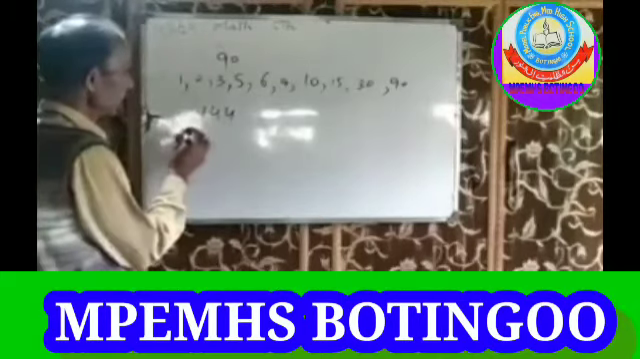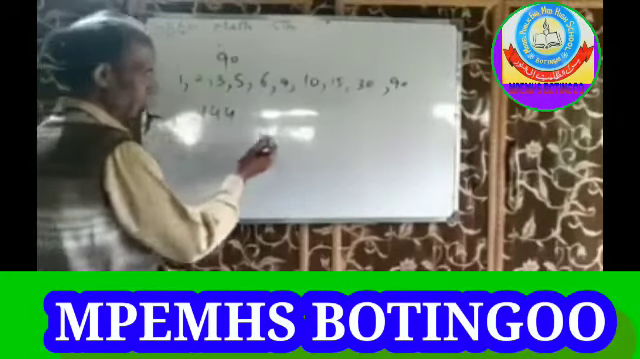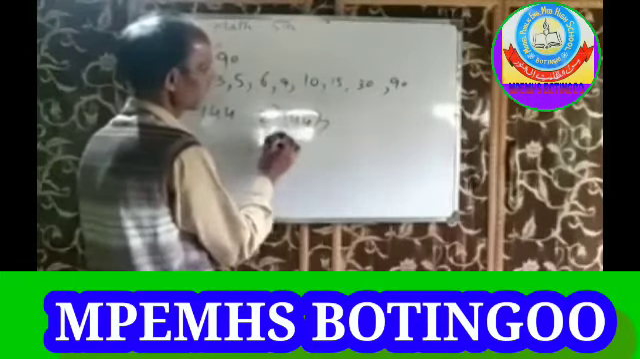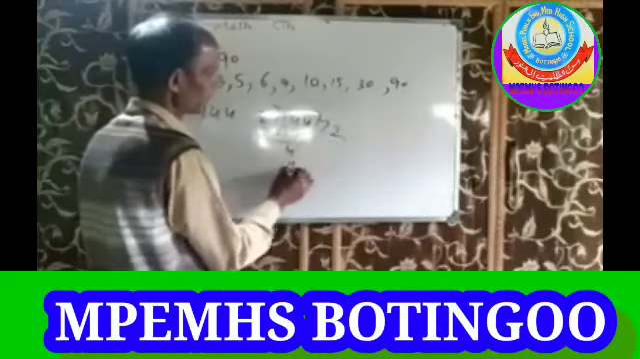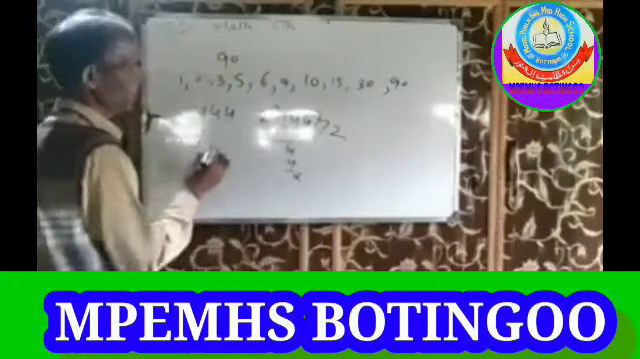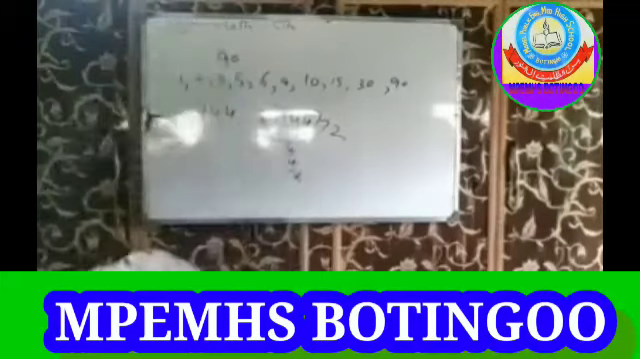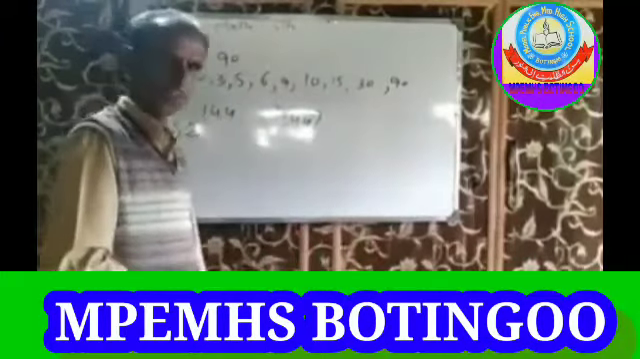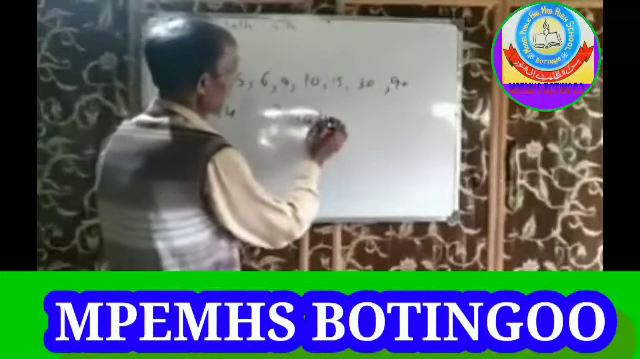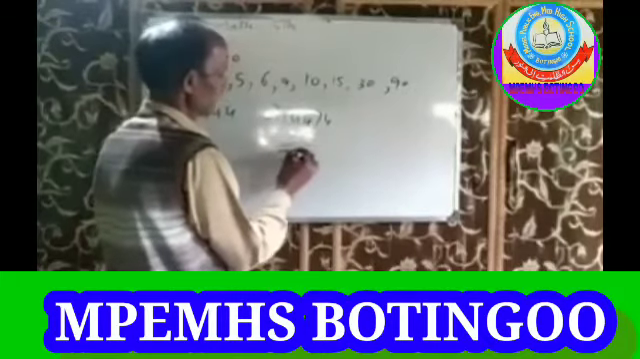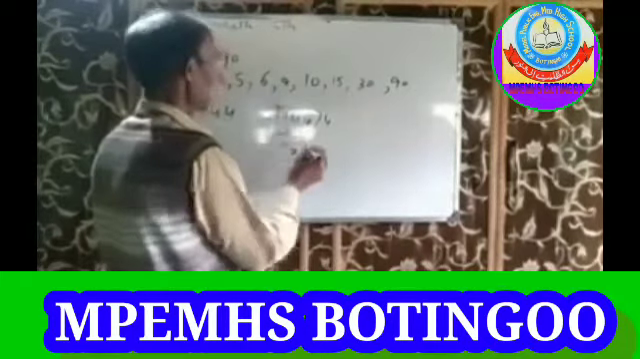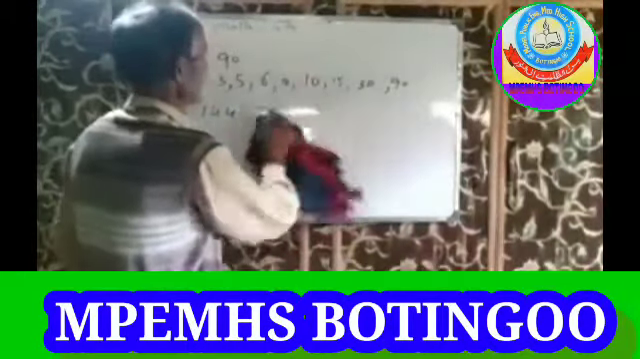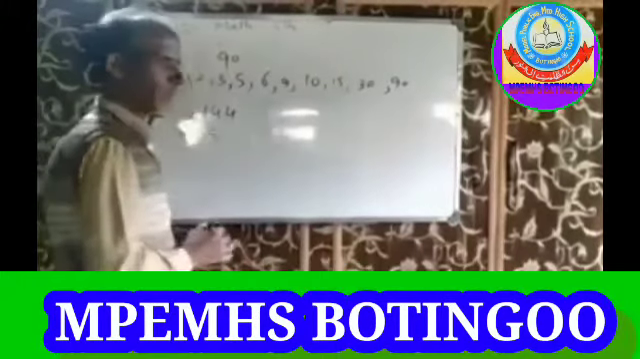1 is also a factor of 144. Now we see 2. 144 divided by 2. 2 7s are 14, 2 2s are 4. We have proved that 2 is also a factor of 144. After that, we see whether 3 is a factor or not. 3 4s are 12. 3 8s are 24. It means 3 is also a factor of 144.